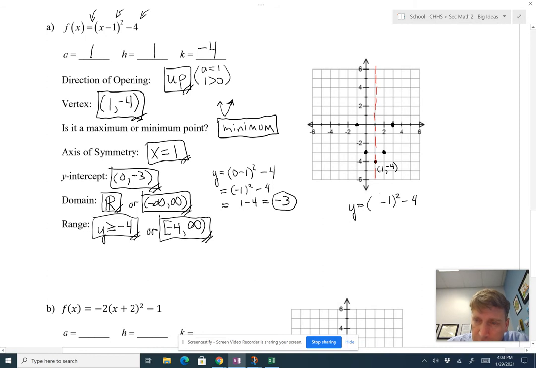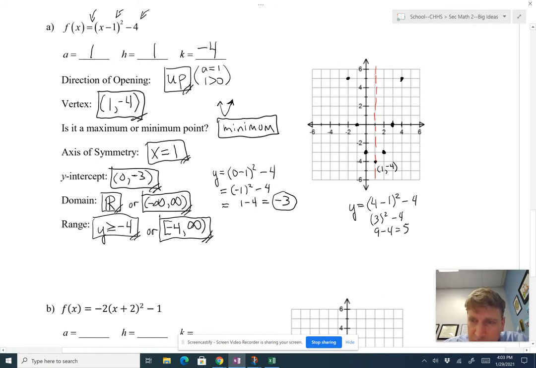So instead of x, I put in 4. 4 minus 1 is 3. 3 squared minus 4. 3 squared is 9. 9 minus 4 would be 5. So at 4, we're up to 5. And it's 3 spaces away from the axis of symmetry. So I go 1, 2, 3 on that same line, and then we are at another point on the parabola.